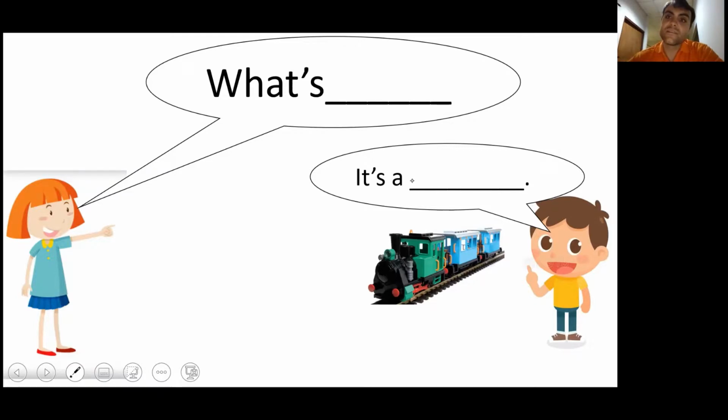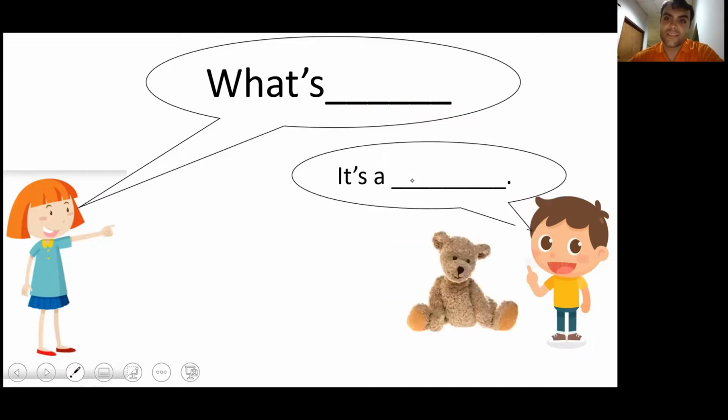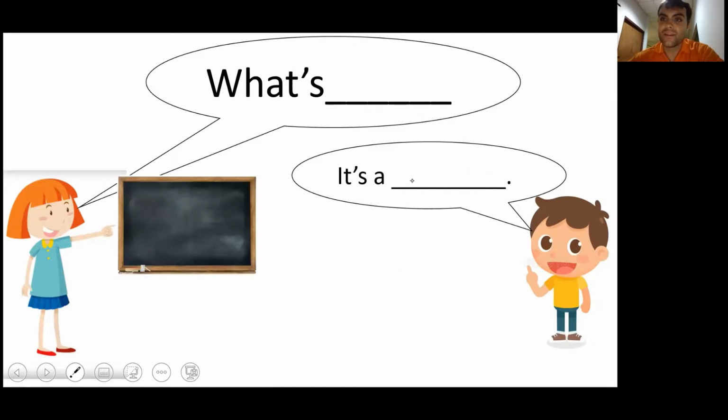She says, what's that? And then the boy says, what does he say? Right, he says, it's a train. It's a train. All right. Now, what does the girl say? She says, what's that? And then the boy says, what does he say? Right. He says, it's a teddy bear.